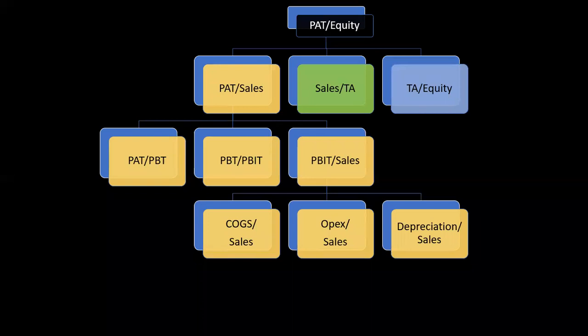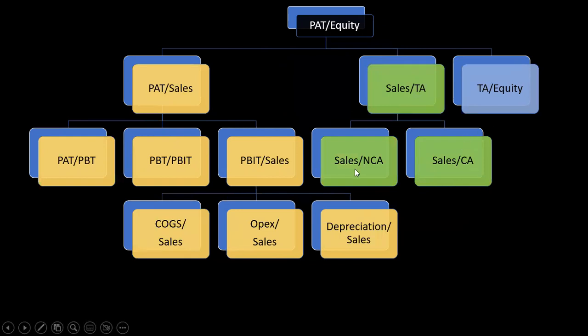If sales by TA is not comparable to the industry, is very high or very low, then it is necessary to examine why the sales by TA is very low. Is the sales by TA low because the TA is high, and is TA high because of current assets or non-current assets? So the DuPont analysis says, don't stop here. Drill down the total assets into NCA and CA.